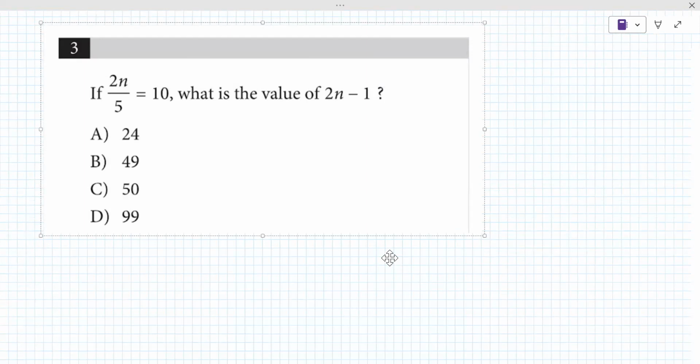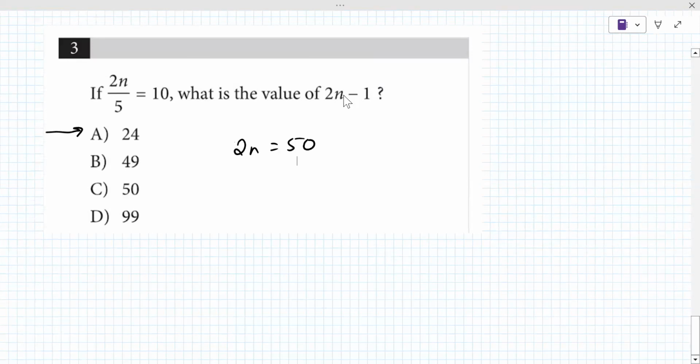A. Okay, and how confident are you in your answer? Very confident. Okay, let's take a look here. So 2n equals 50. We want 2n minus 1. So 2n minus 1 equals 49.